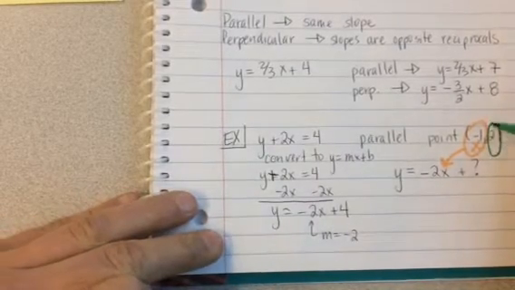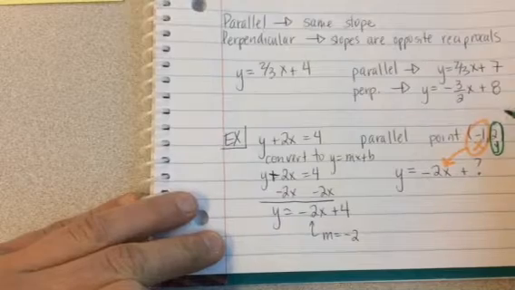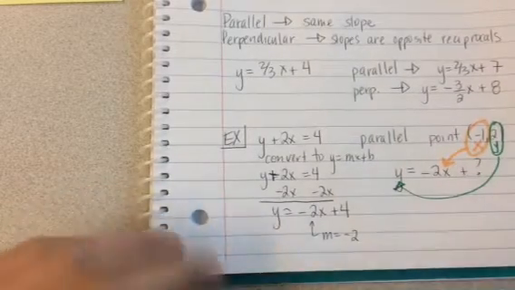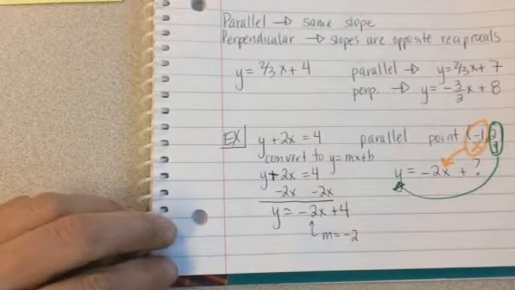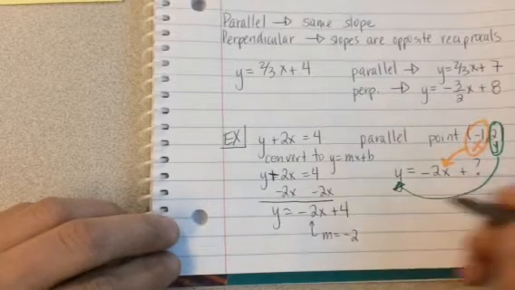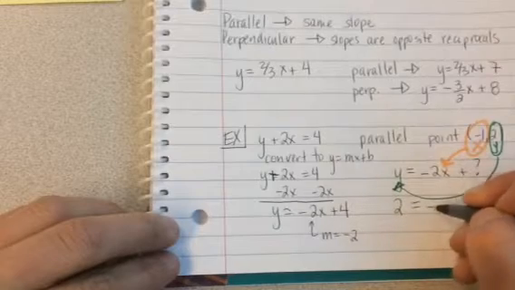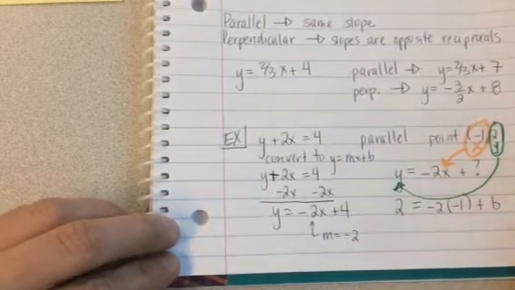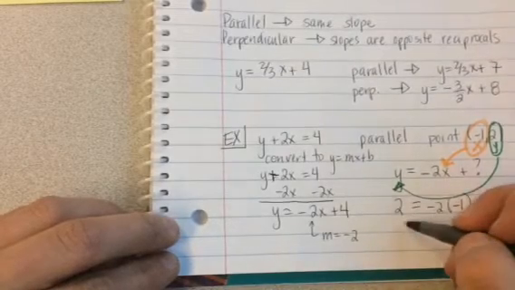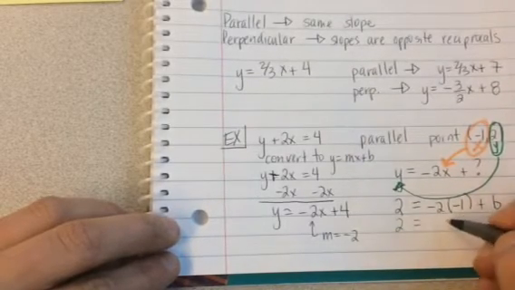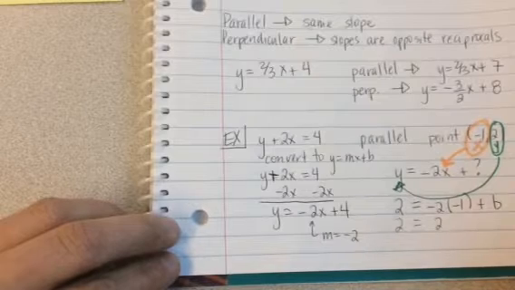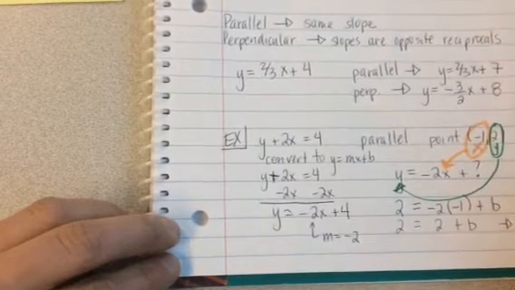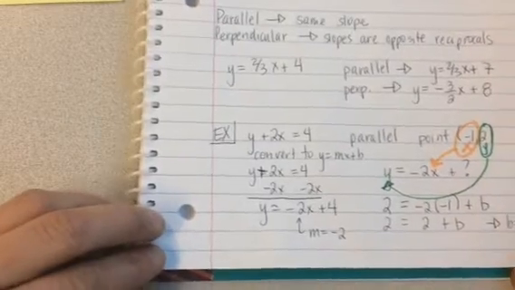This is my y value. So I'm going to put that where the y is in this equation. That's going to help me find this correct missing value. So I have 2 equals negative 2 times negative 1 plus b. 2 equals 2 plus b. Oh, so that means the b must just be 0 in this case.